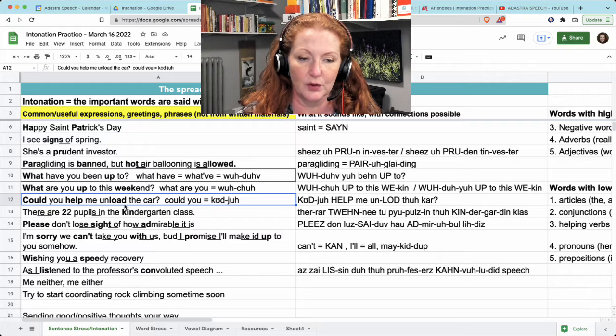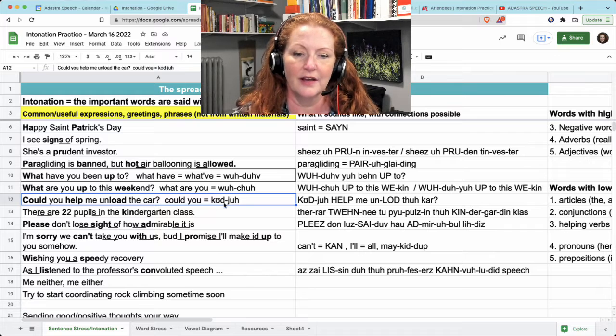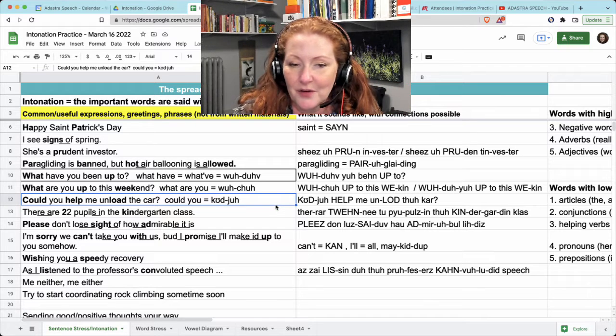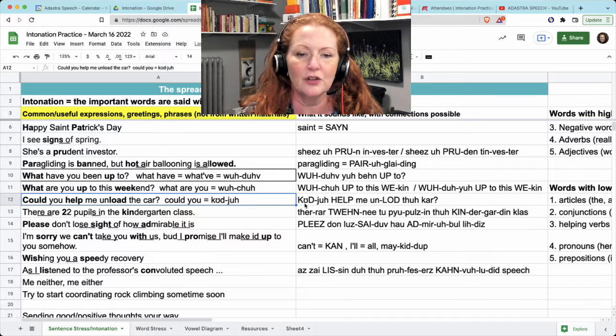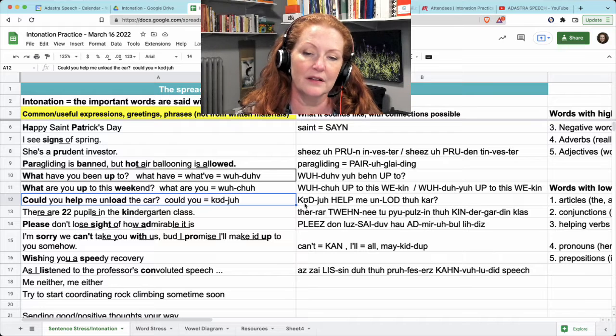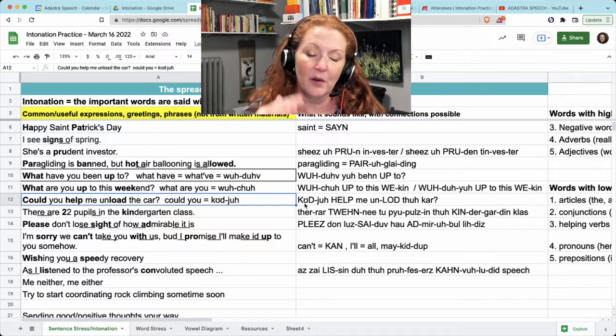Could you help me unload the car? The could you, the D and the Y make a J, and the U can change to uh, so could ya. And the vowel is could. So I had to use the IPA symbol because there's no other way to represent the sound. Could ya? Could you help me unload the car? It's a yes no question, so it'll go up. Could you help me unload the car?